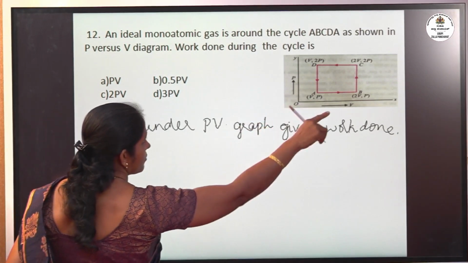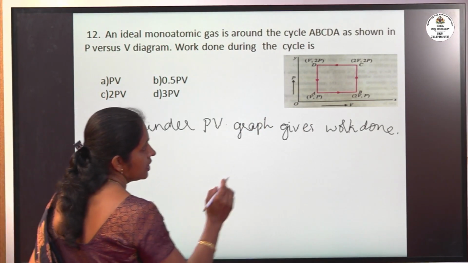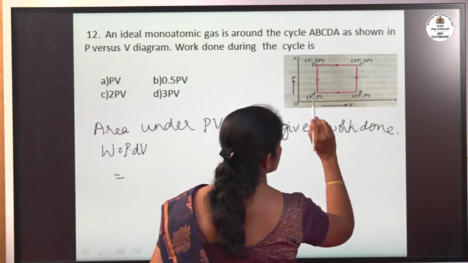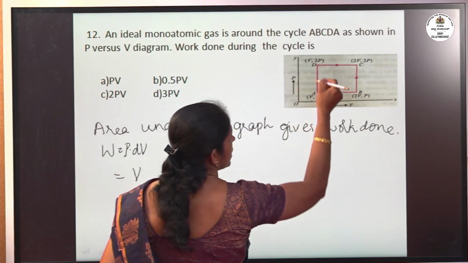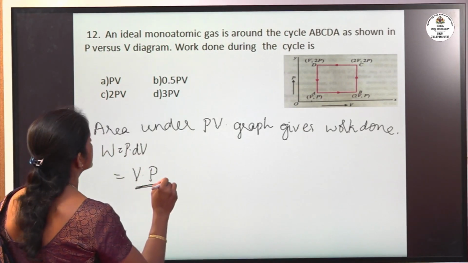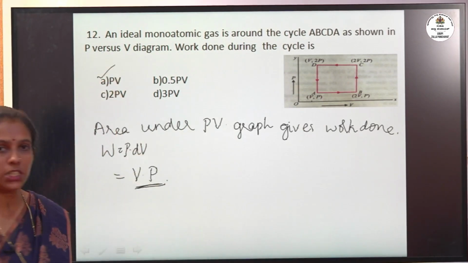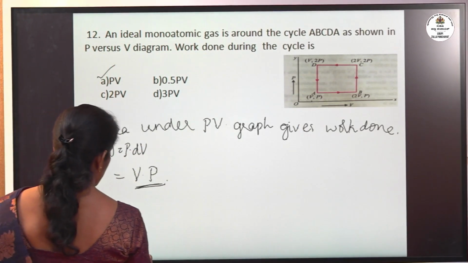The shape of the graph is a rectangle. Area of a rectangle is length into breadth. Therefore, the length is 2V minus V, that is V. Breadth is 2P minus P, that is P. So the area is P into V. This is the right answer. Option A is correct. Let us move to the next question.